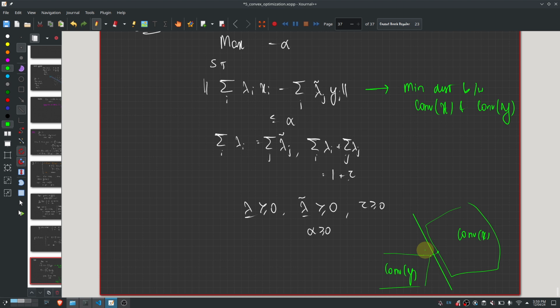This is the classification problem in machine learning. The dimension of the chain would be n minus 2. The dimension of the hyperplane would be n. Yes.